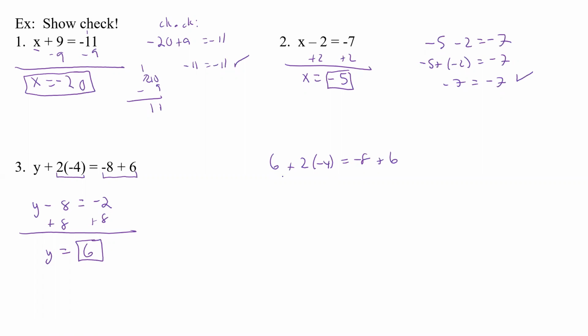check actually works. So this becomes 6 minus 8 equals minus 8 plus 6. Well, if you look at that, that's a 6, that's a 6, that's a minus 8, that's a minus 8. Looks like it's going to probably work. So minus 2 equals minus 2, and it does check out.